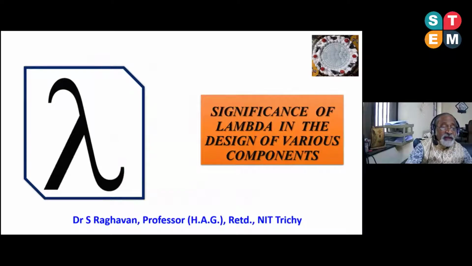In another, by the time I complete my small talk, you will come to the conclusion. If you know the lambda, you can design any of the components for any of the transmission lines. What is getting changed is only the epsilon effective.